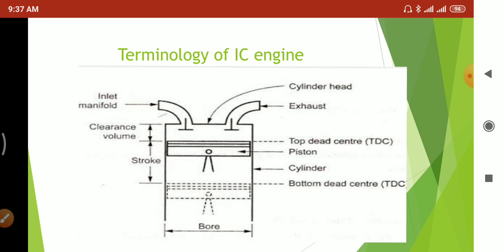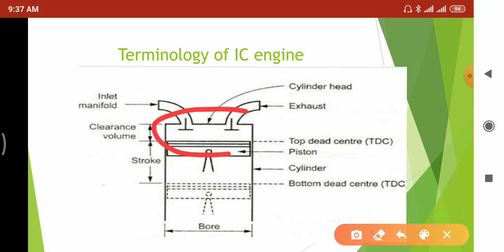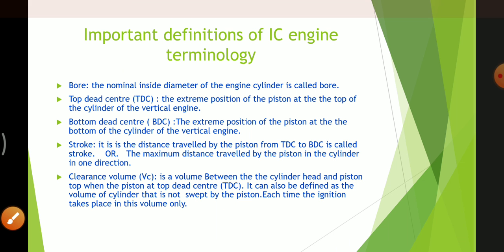Let me explain one by one. First, observe the figure carefully. In this, very important is clearance volume. Clearance volume, as I told you, remark here. From here to here, this is stroke. These are very important. Let me explain one by one.